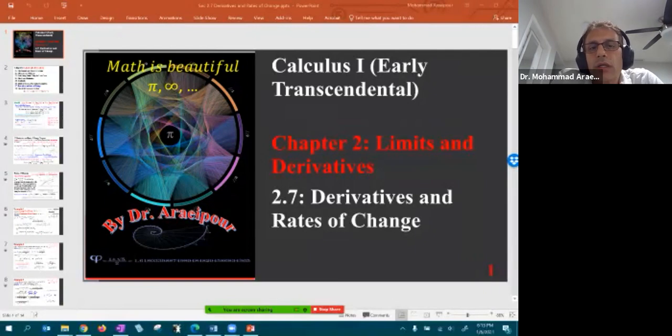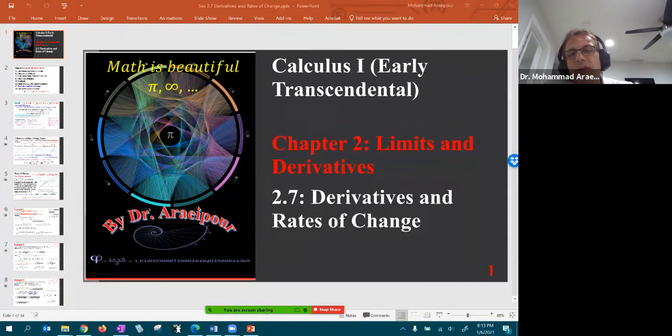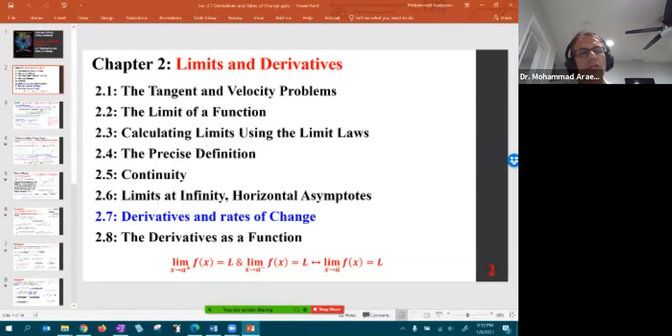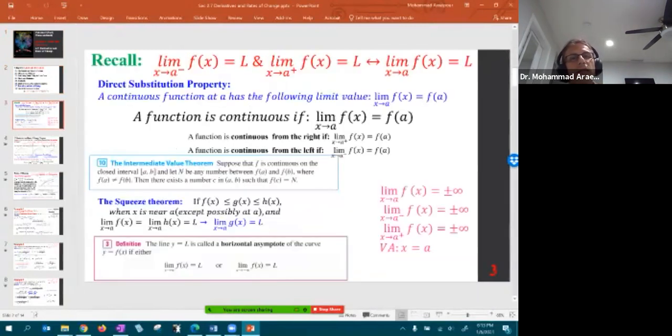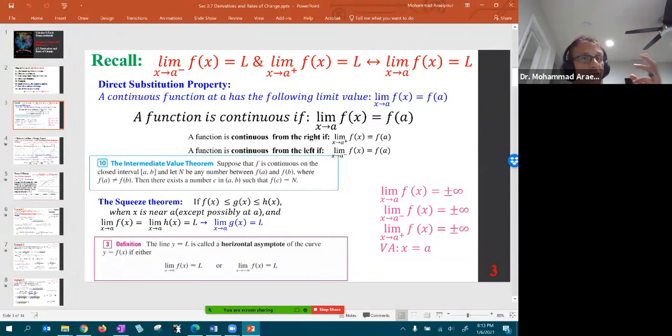Good evening, class. We are looking at section 2.7, derivatives and rates of change. We have looked at the previous six sections, and now here's the new one. Again, we covered the concept of a limit. The limit only exists if the one-sided limits exist. That means the left side and the right side are identical.